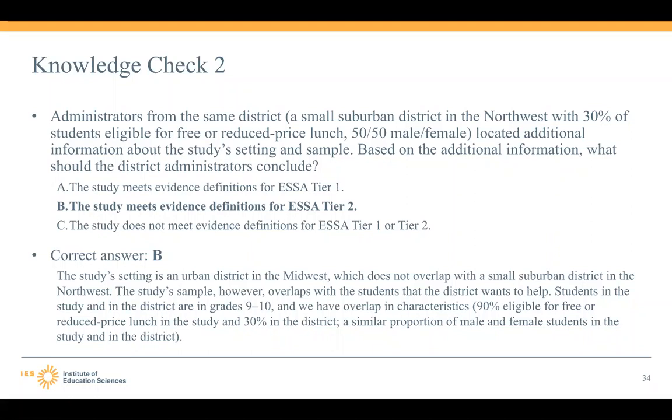So let's first take a look at the study's setting. It is an urban district in the Midwest, which does not overlap with a small suburban district in the Northwest. So because the setting doesn't overlap, this could not be Tier 1. So let's see the sample overlap. Students in the study and in the district are in grades 9 and 10, and we have a reasonable overlap in additional characteristics, such as gender and availability and eligibility for free or reduced price lunch. It's not a perfect overlap, but it should be sufficient in most cases to conclude that the definition for ESSA Tier 2 is met.